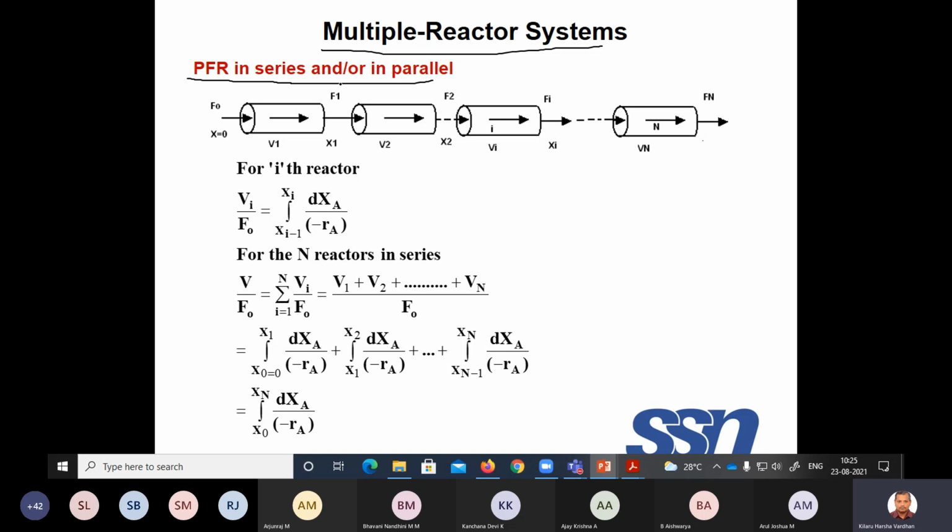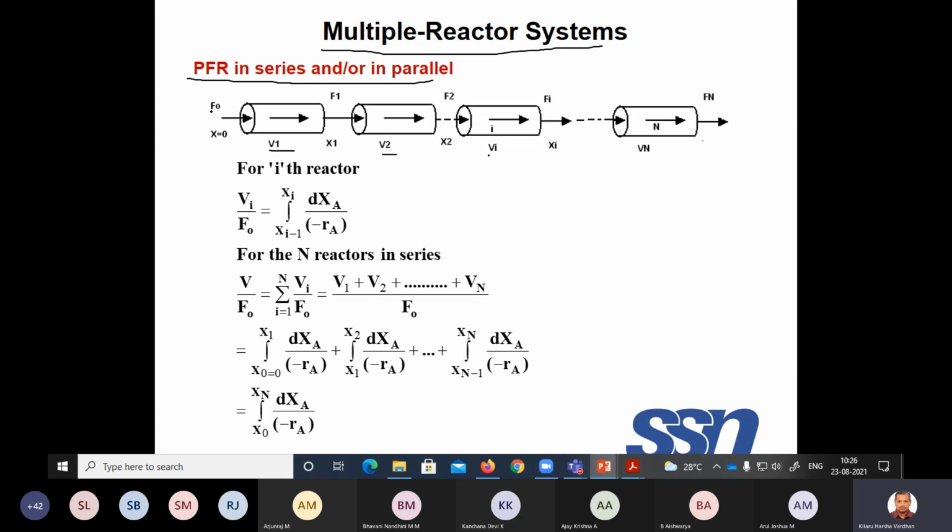So we are assuming CSTRs in series, and n reactors are there, so the volumes are V1, V2, V3 till Vn. Let us assume they can have the same volume or different volumes. If the volume is the same, then V1 equals V2 equals Vi equals Vn equals V, capital V. There can be the same volume of plug flow reactors or different volumes also. Let us use the same volume.